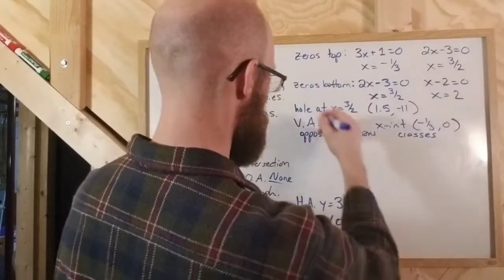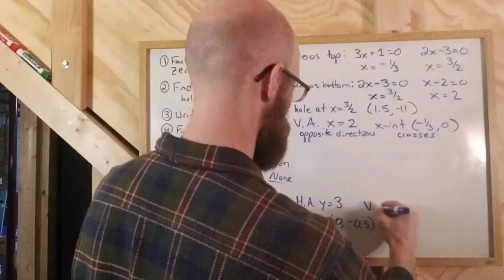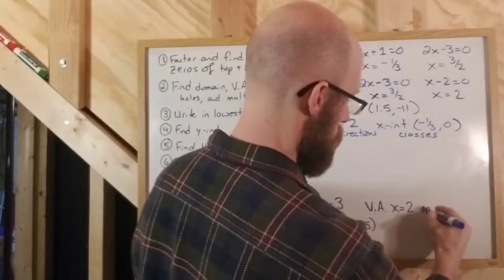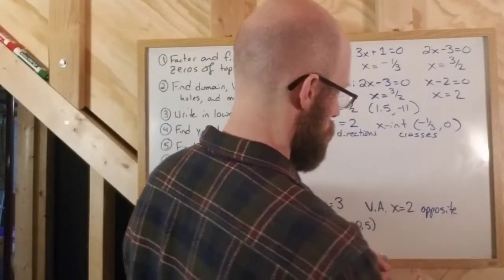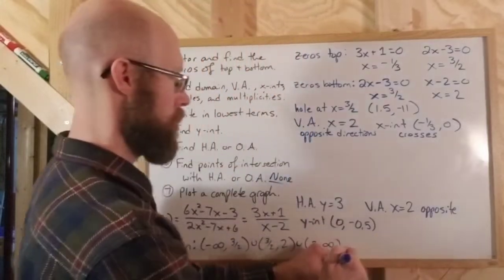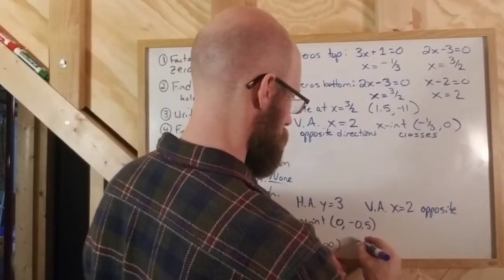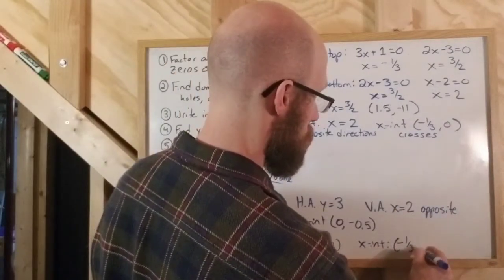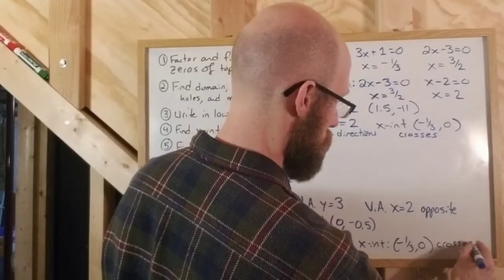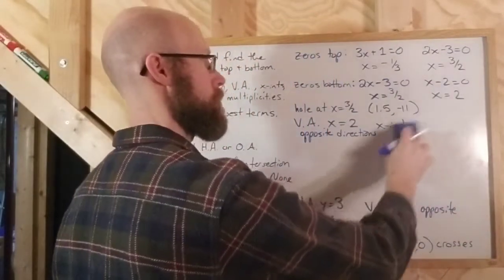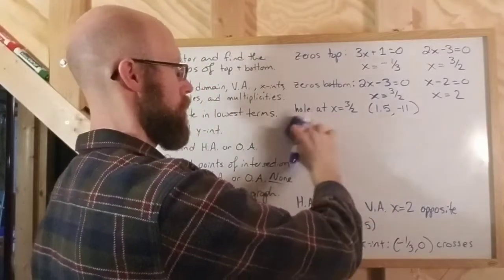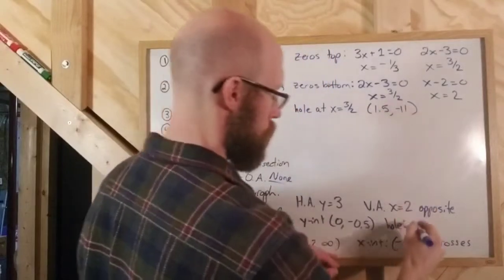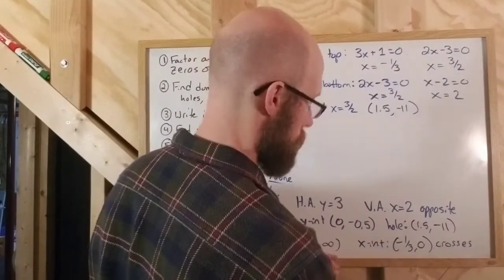All right, I've got my vertical asymptote at x equals 2. And remember, that's where they're going in opposite directions. And then the x-intercept, put that down here. The x-intercept occurs at negative 1/3, 0, and it crosses. We also have a hole. Put the hole in there. The hole is at 1.5 comma negative 11.